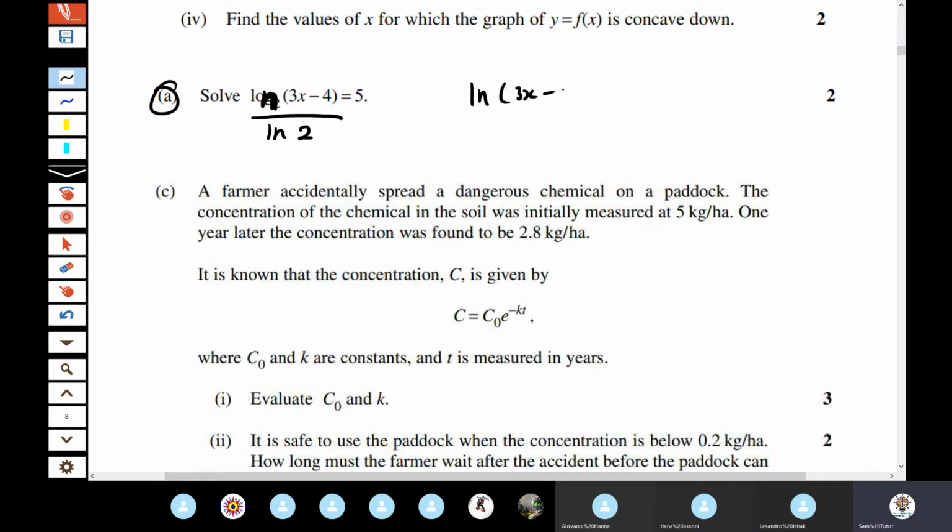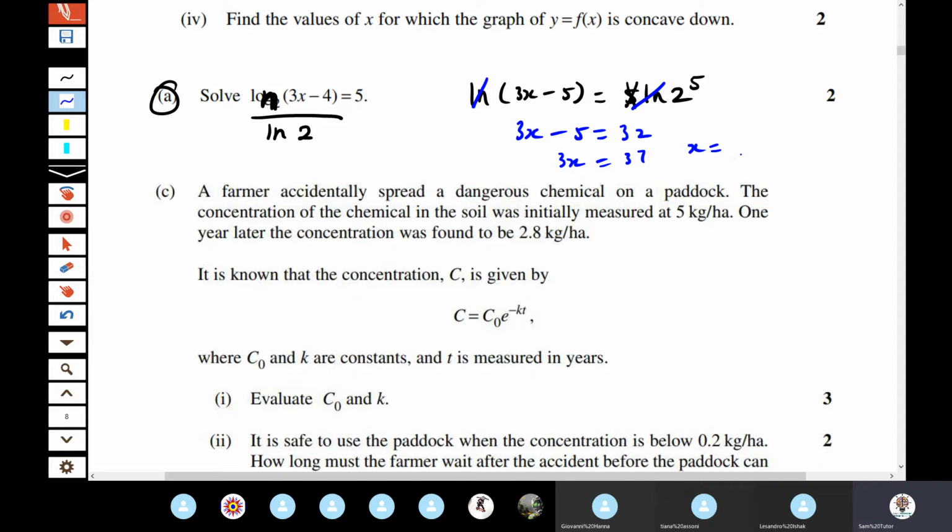Now you're here. ln of 3x minus 4 equals 5 ln 2. Then I said, before you're allowed to exponentiate, these can only be monic logs. That means no numbers in front. What do you do with the 5? Bring it up as a power. Now what do you do to both sides? Exponentiate, which means you can cross out your logs, and we're pretty close. 2 to the power of 5 should be 32. And then you're done.